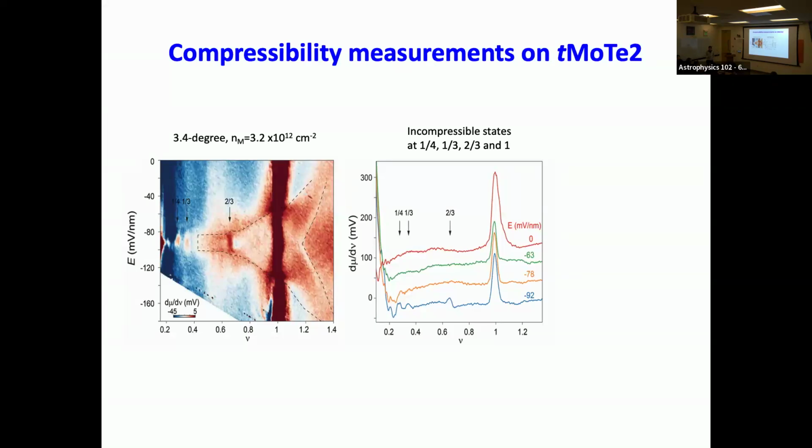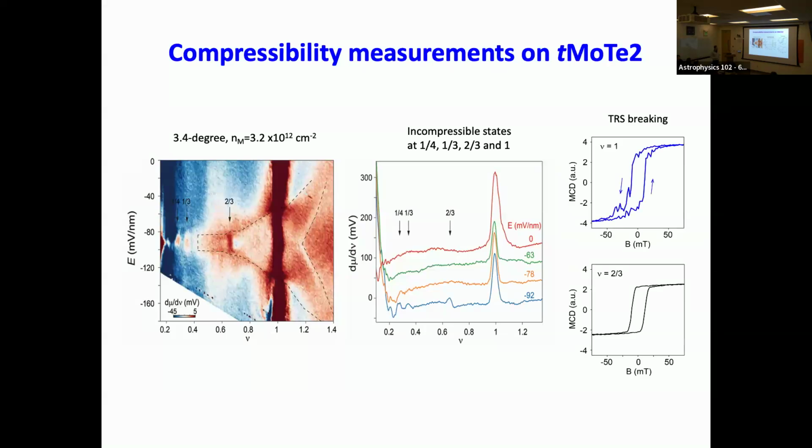You can also do magnetic circular dichroism measurements on this type of material to sense whether there's time reversal symmetry breaking. For instance, if you park at filling factor equal to 1 and scan the magnetic field, you see a clear magnetic hysteresis, which signals time reversal symmetry breaking. And if you do it at the 2/3 state, parking here, you can also see time reversal symmetry breaking from the magnetic hysteresis. So what we have shown is that both the nu equals 1 state and the nu equals 2/3 state are ferromagnetic, and they are insulators because they're incompressible.